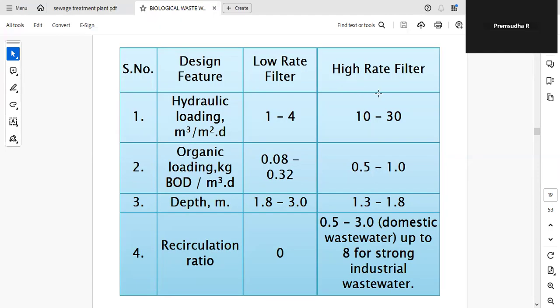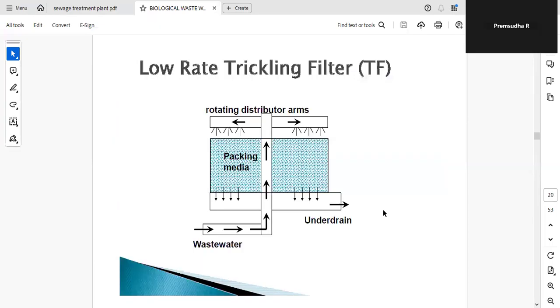Here you can see in this tabular column the difference between the low rate and the high rate filter. Everything varies with the hydraulic loading and the organic loading. In the low rate filter, the rate of filtration is very low. The loading is 1 to 4 meter cube per meter square, but in the high rate filter it is 10 meter cube per meter square. The depth also varies, 1.8 to 3.0 meter. But in the high rate filter, the depth is very low, but the filtration will be high.